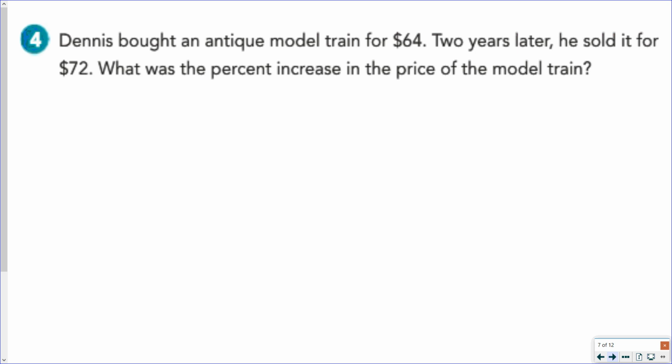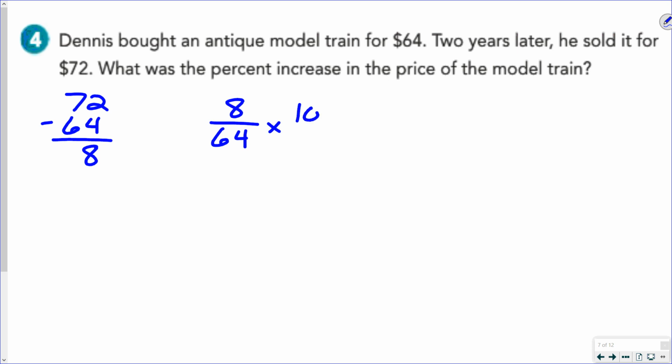So for number 4 here, Dennis bought an antique model train for $64. 2 years later, he sold it for $72. What was the percent increase in the price of the model train? So again, first we need to figure out the change. And so we take 72 minus 64, and that tells us that there is a change of $8. We'll put that over the original, and the original price was 64, and we multiply that by 100 over 1.